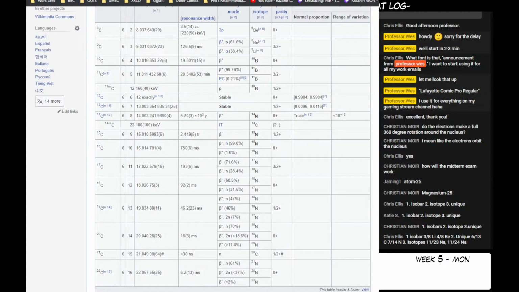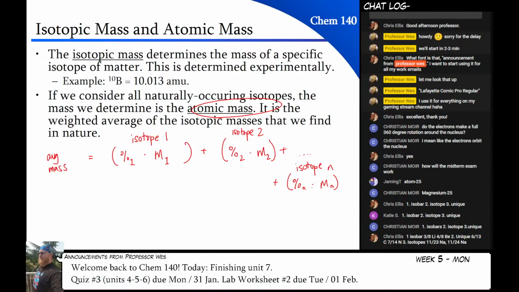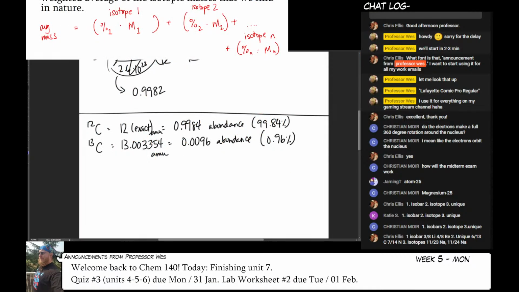And then carbon 13 has a mass of 13.003354 AMU, and its abundance is 0.0096, or 0.96%. Okay. So I have written down all of that information. We'll get rid of that, and then we'll just go back here. So I have written all that information down here.